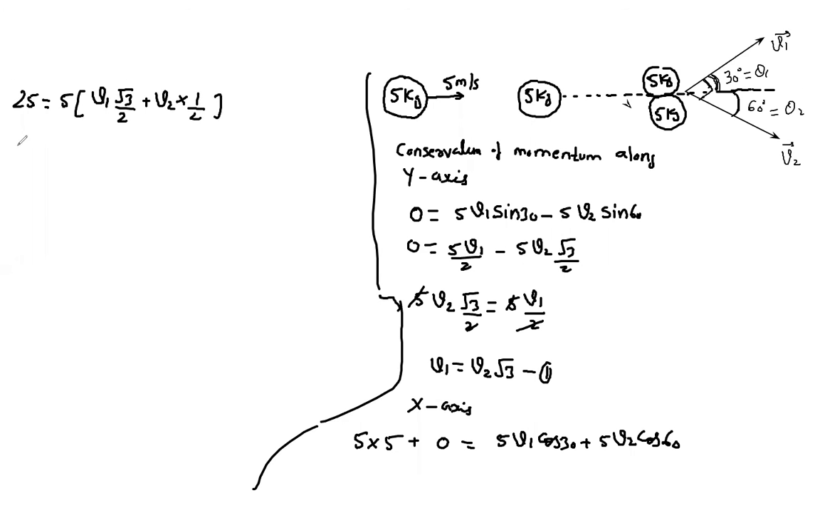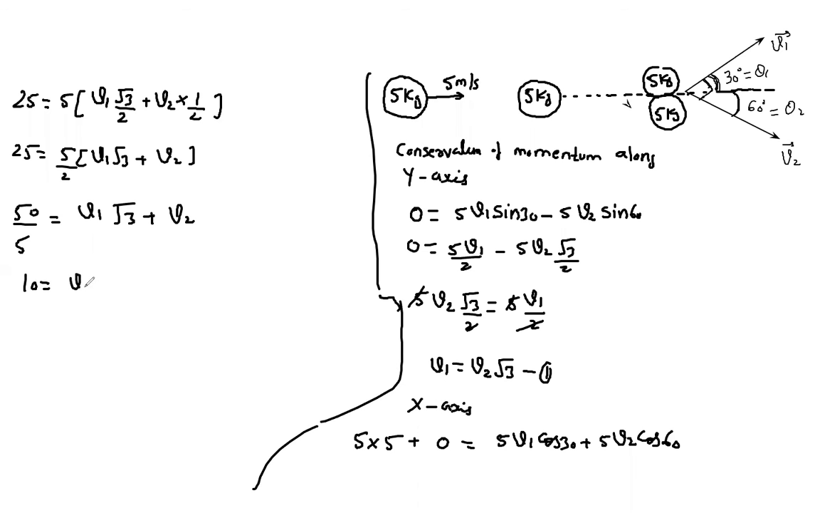You can take this 2 as common. So you have 25 equals 5 by 2 times v1 root 3 plus v2. If I multiply it here, this will be 50 by 5 equals v1 root 3 plus v2. So you have 10 equals v1 root 3 plus v2. So that's equation number 2.